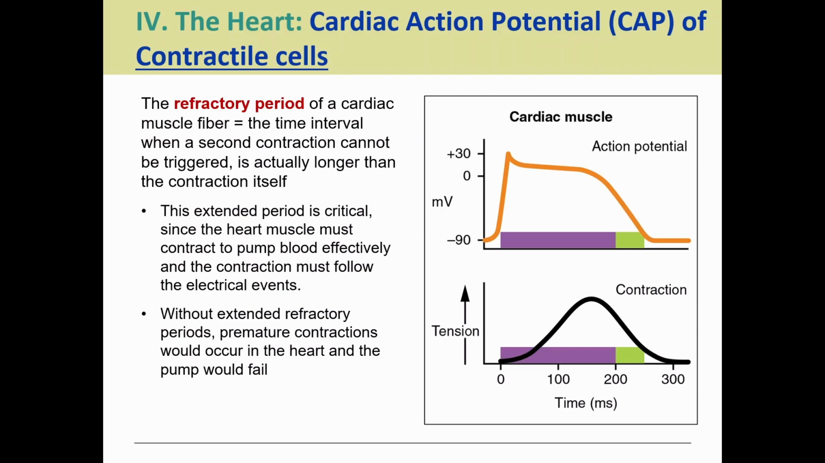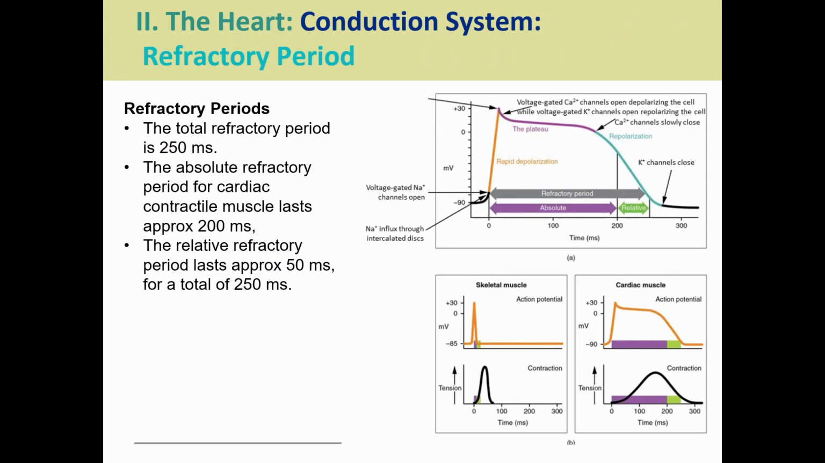We need this because we need to follow a very specific pattern. We need contraction to follow very specific electrical events so that we do not have the muscle all contracting together. Otherwise, contractions would happen too early, and the heart would not be able to function as a pump. We would not be able to effectively pump blood throughout the body. The refractory period is about 250 milliseconds. You don't need to memorize that, but the absolute is about 200, and the relative is another 50 milliseconds, which gives us the 250.